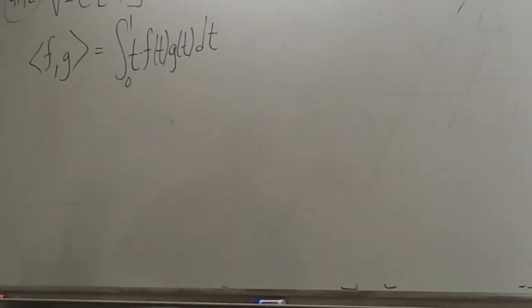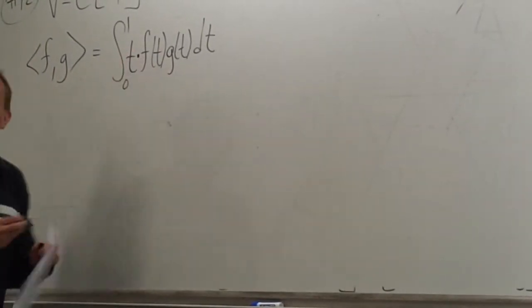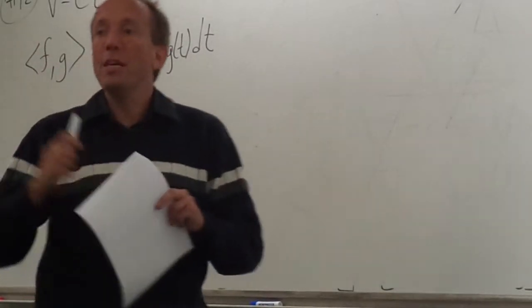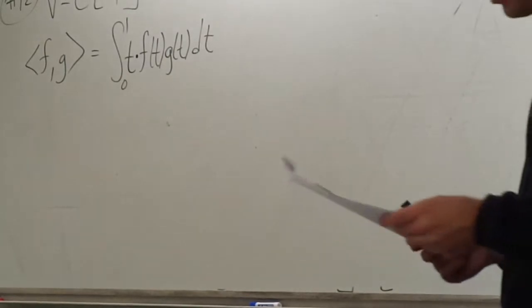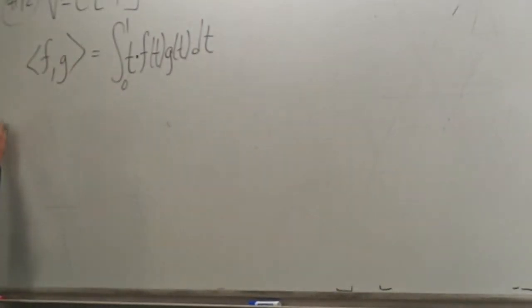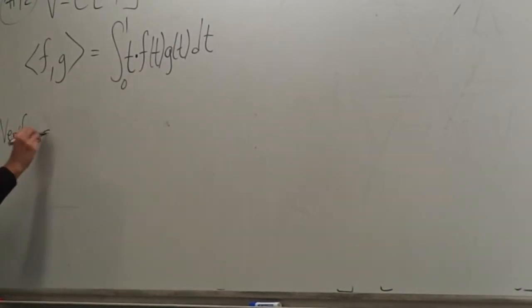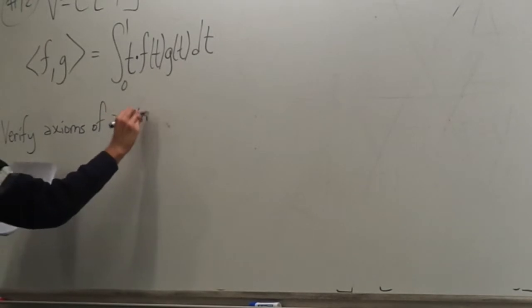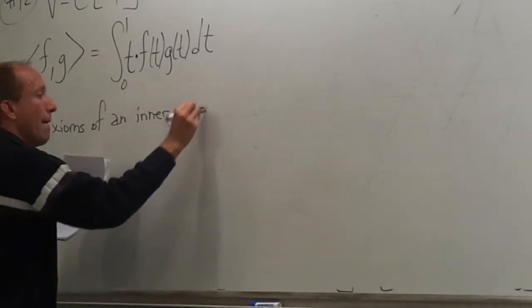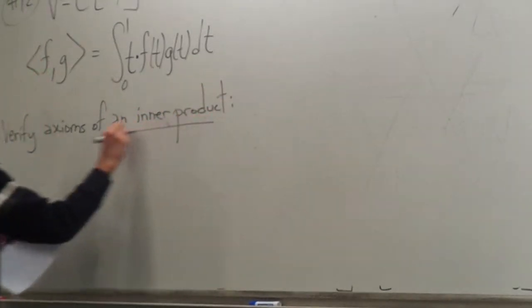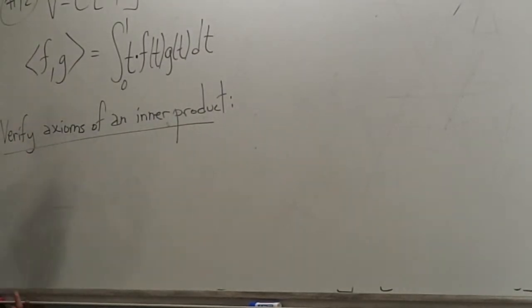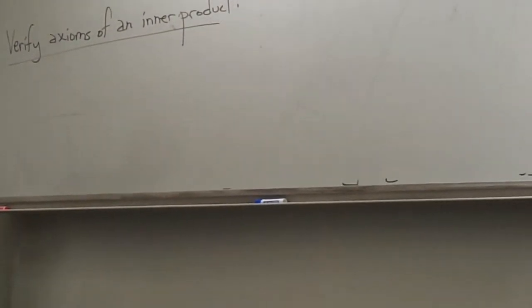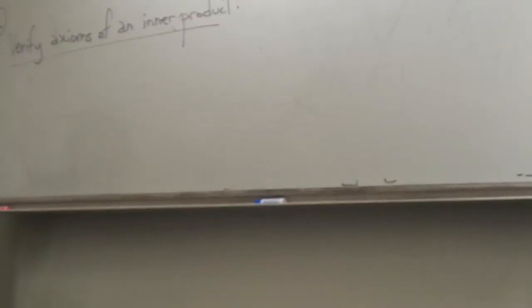There could be lots of examples. So sometimes I like to give people something that's a new thing to see if you can apply your old knowledge to something that's new. So here's what I want us to do here. I want us to verify the axioms of an inner product for this example. This is part A, number 12. Okay?